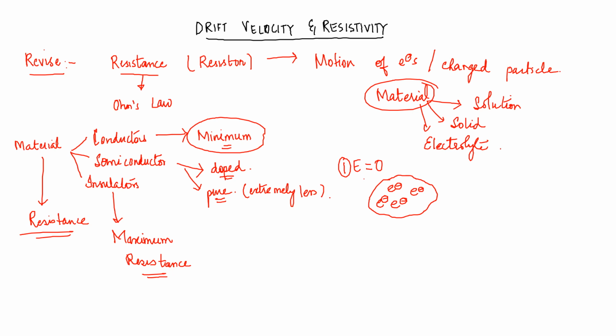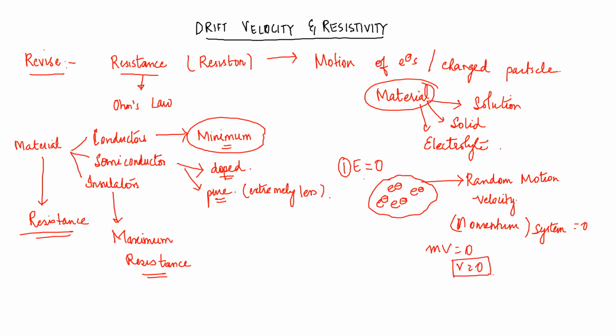Now these electrons will go through a random motion. Every electron will have its own velocity, and the overall momentum of the system is 0. When the momentum of the system is 0, mv equals 0, so v is supposed to be 0, but we are saying that these electrons possess their own velocity. So we will introduce a concept of average velocity, and this average velocity does exist.